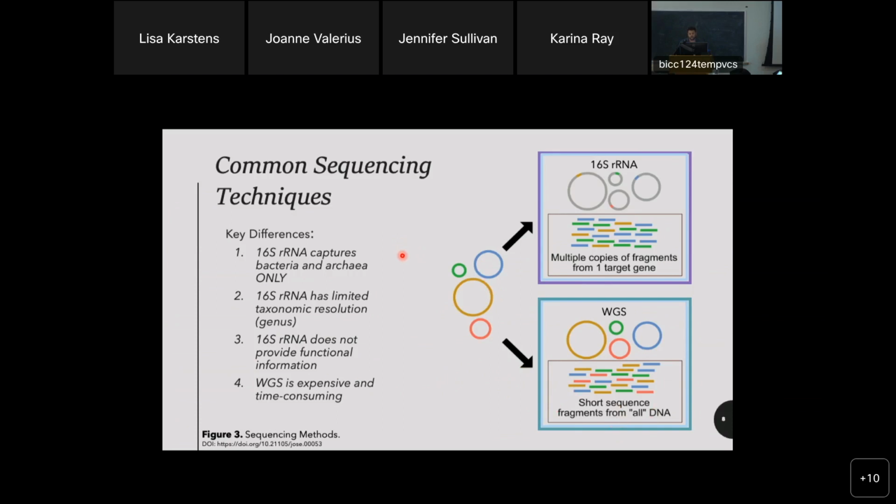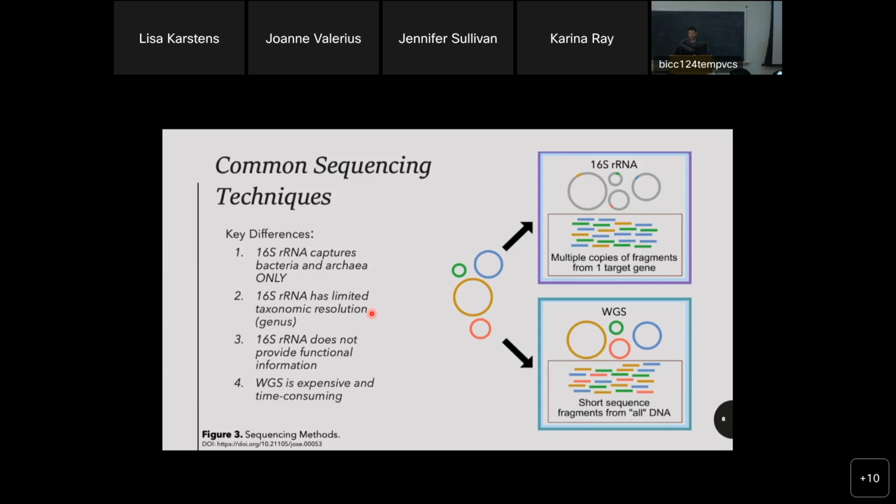So first, 16S RNA captures bacteria and archaea only. And this is because, as I alluded to, this gene is only present in bacteria and archaea, whereas WGS is able to capture all different domains because we are sequencing short fragments from all DNA present.